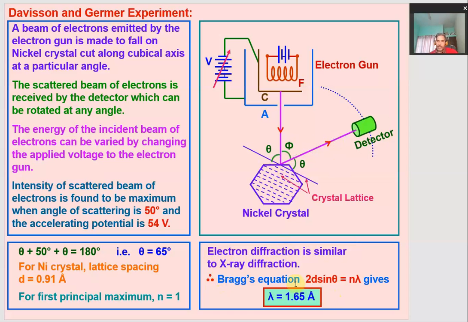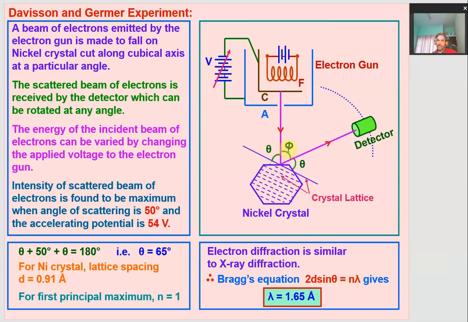method, Bragg's equation, 2d sin theta equals n lambda. Here d is the lattice spacing, the spacing between the planes of the nickel crystal lattice. Theta is the glancing angle, the angle made by the incident beam of electrons with the planes of the crystal lattice, and n is the principal quantum number. Here phi is the angle of scattering, and we are calculating it for the maximum intensity of the electron beam.